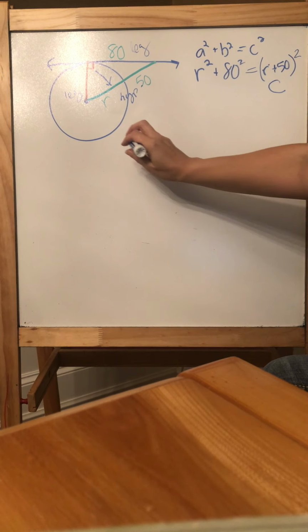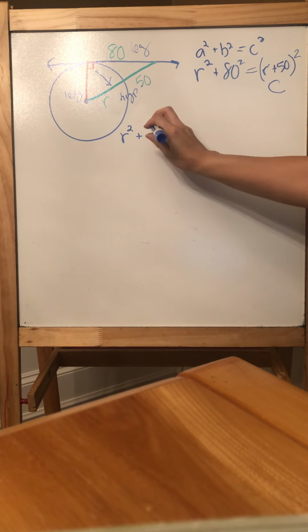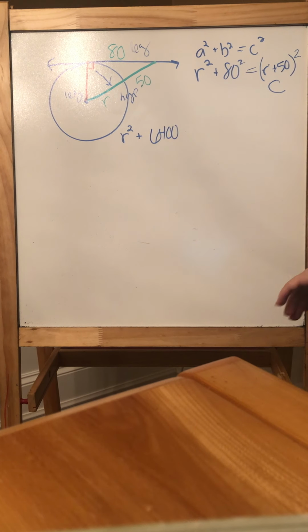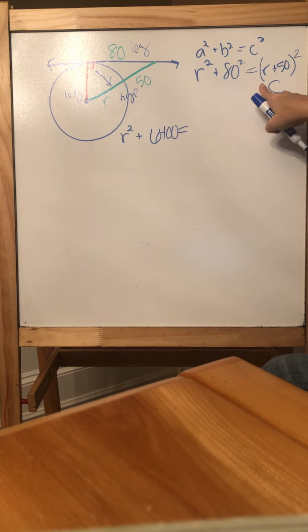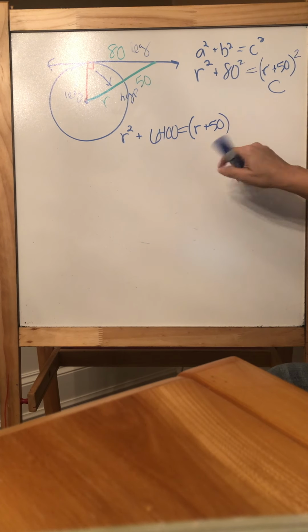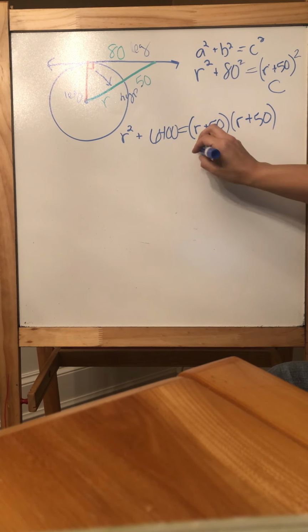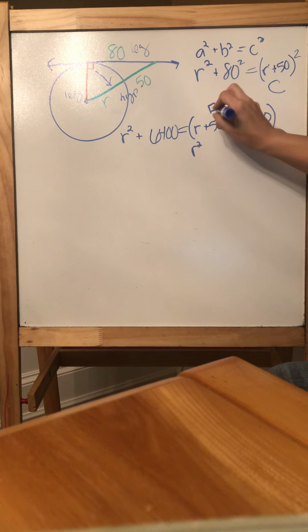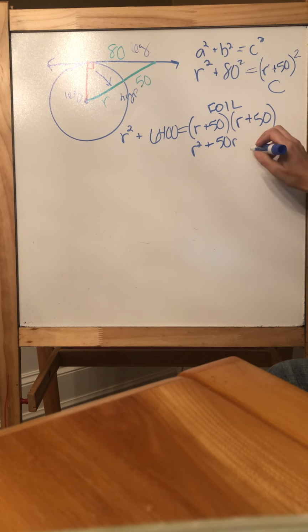Okay, so let's solve. We have R squared plus 80 squared, which is going to be 6,400, equals, now, how do we square something in parentheses? We just went over this. You're going to write it out, and then you're going to FOIL it. R plus 50 times R plus 50. Okay, let's FOIL this. We have R squared, that's our first. Our outside is going to be plus 50R, our inside will be plus 50R, and our last will be 50 times 50, 2,500.